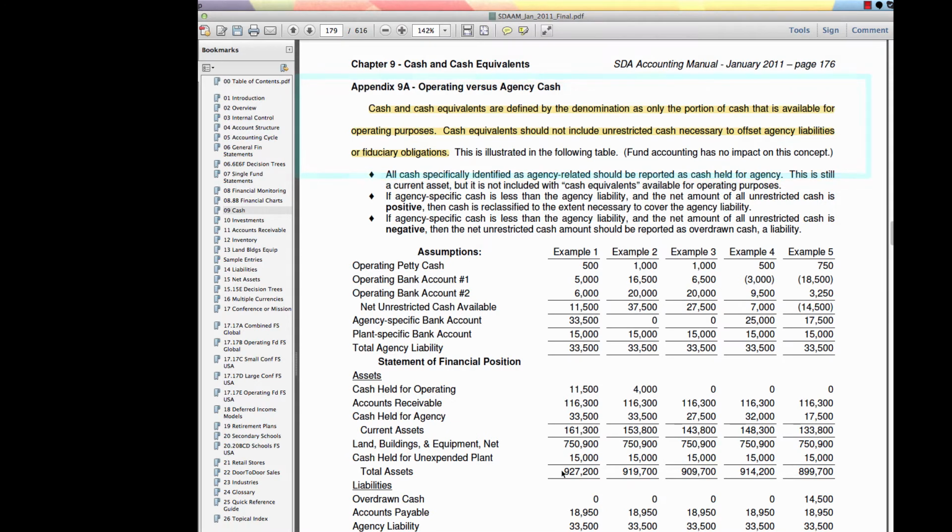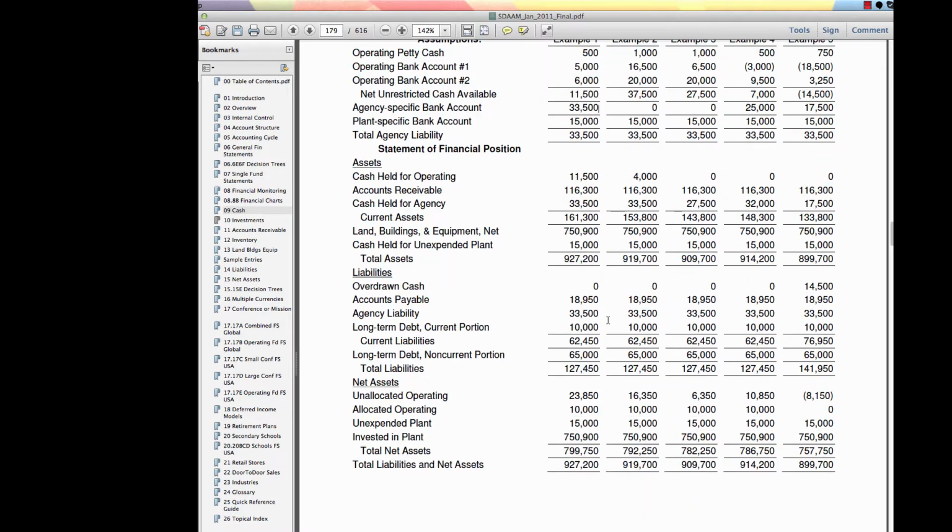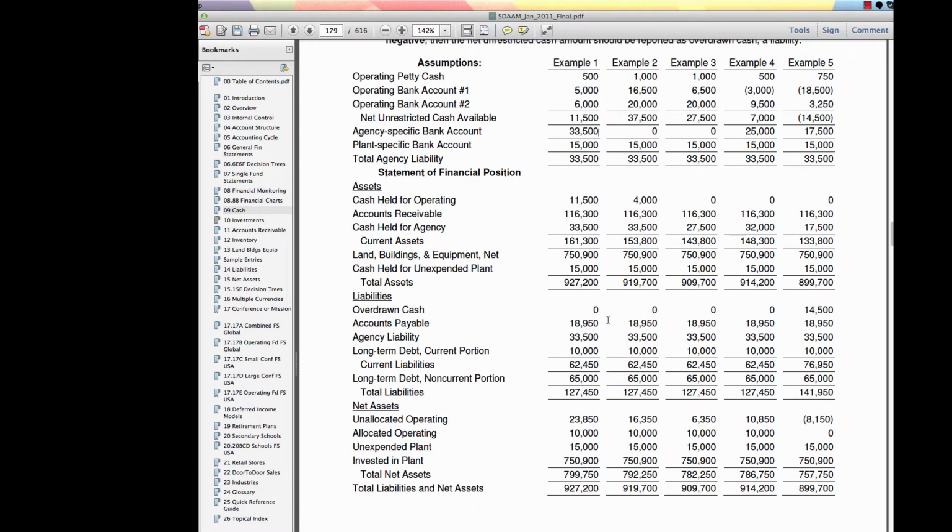And so these examples that we're going to go through here illustrate several scenarios that show you the possibilities of what you would encounter. Very excellently done illustration here. Let's get down to this. Let's see if I can get this centered for us. Example 1. We'll focus on example 1 right now. This organization has $500 of cash sitting in petty cash, 5,000 in bank account 1 and 6,000 in bank account 2.